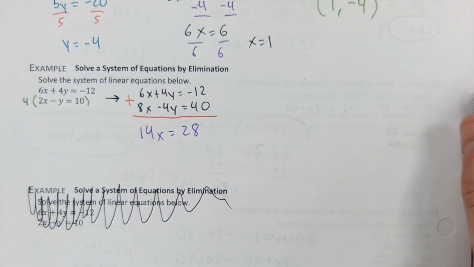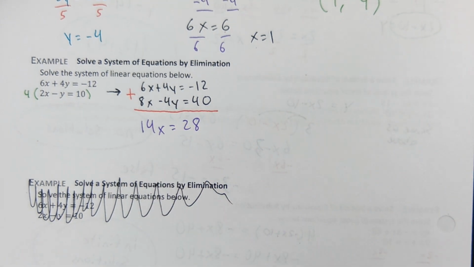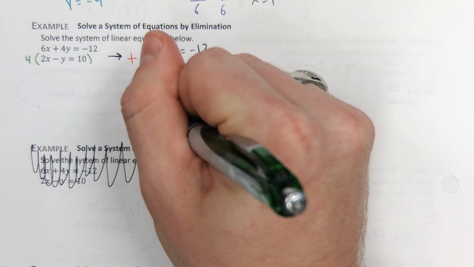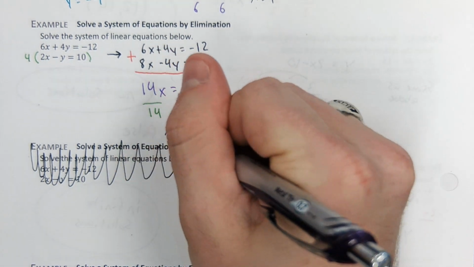If you want to always add, then you'll have to make sure that one of them stays positive while the other stays negative. That's on you guys. I don't ever care to try to make those kinds of things happen because I'm comfortable saying minus negatives and pointing at my symbols as I use them. Anyway, let us divide by 14 on both sides, which will give me x equals 2.